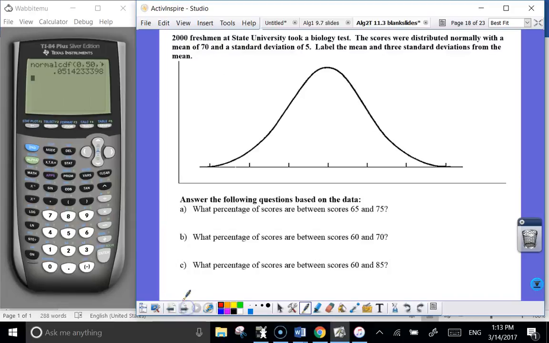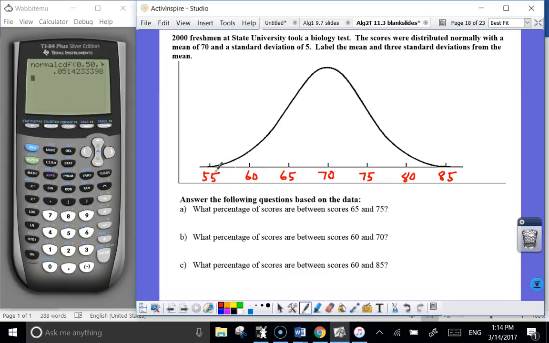Okay, let's try the next. So these are the typical kind of questions that you can get. 2,000 freshmen at State University took a biology test. The scores were distributed normally with a mean of 70 and a standard deviation of 5. Label the mean and 3 standard deviations from the mean. So you've got to write in the 70 and then 3 standard deviations, 75, 80, 85, 65, 60, 55.